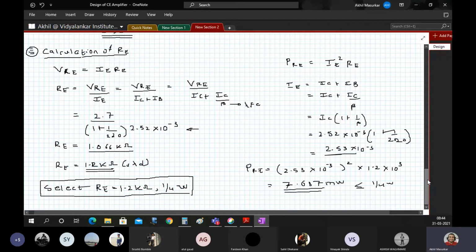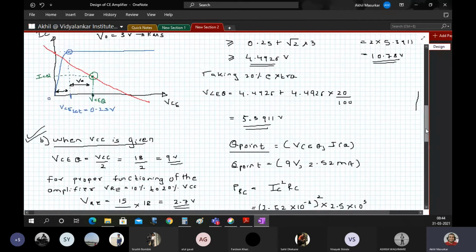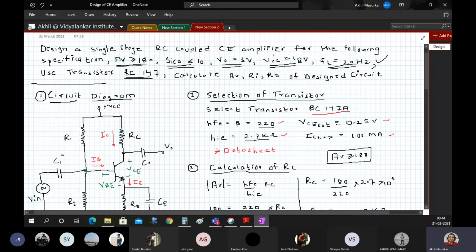So just a quick recap of what we have done. This was the design specs that were given to us. We were told that our gain should be greater than 180. The stability factor should be less than or equal to 10. We have not used this till this point. V0 is 3 volts, VCC is 18 given to us, and the lower cutoff is 20 Hz. So probably when we design the capacitance series, we will use this. When we are designing the Q point, we will use these values. And when we are designing the bias circuit, we will use the value of S.